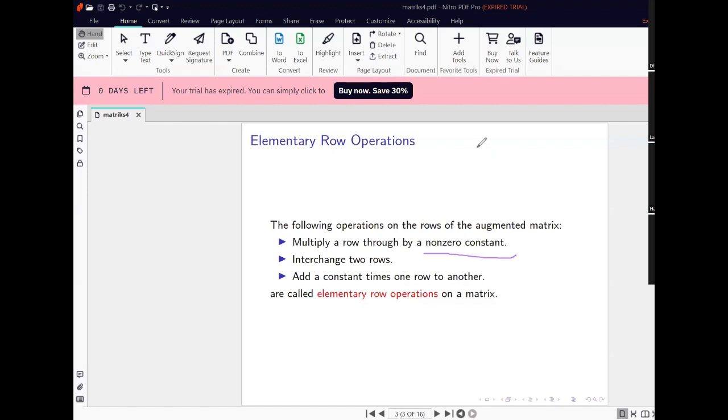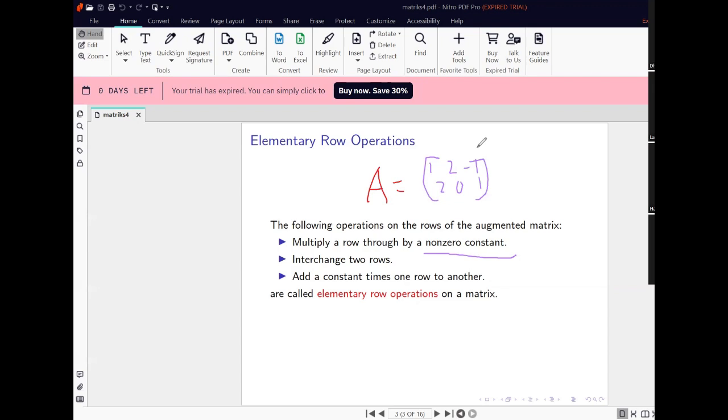For example, I have this augmented matrix: 1, 2, minus 1, 2, 0, 1. We can see that in this augmented matrix we have 2 variables, because this last column is the scalar. So we have two variables and also two equations. Now I want to transform this augmented matrix into row reduced echelon form.